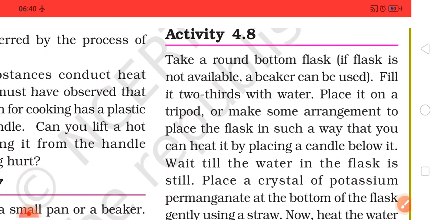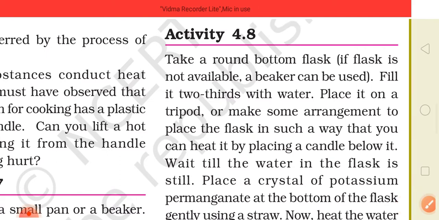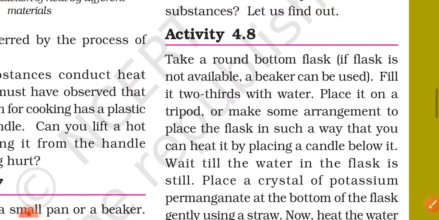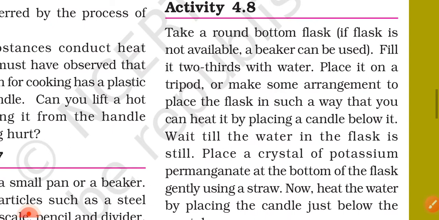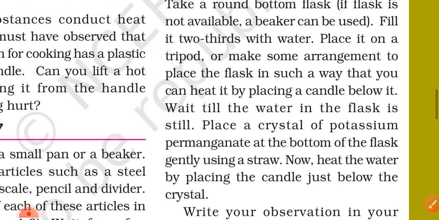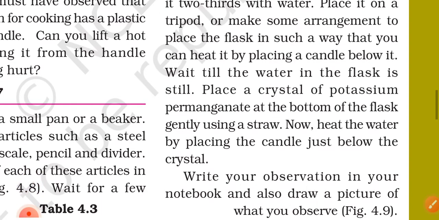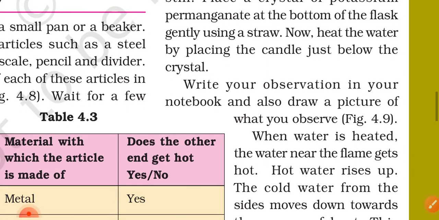Let us find out. Activity 4.8. Take a round bottom flask. If a flask is not available, a beaker can be used. Fill it two-thirds with water. Place it on a tripod or make some arrangement to place the flask in such a way that you can heat it by placing a candle below it. Wait till the water in the flask is still. Place a crystal of potassium permanganate at the bottom of the flask gently using a straw. Now heat the water by placing the candle just below the crystal. Write down your observation in your notebook and also draw the picture of what you observe.